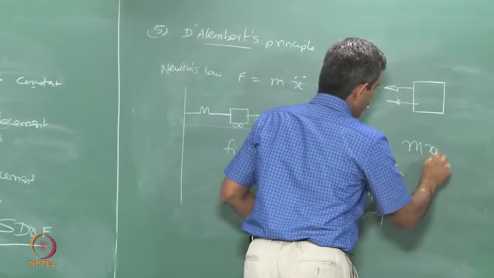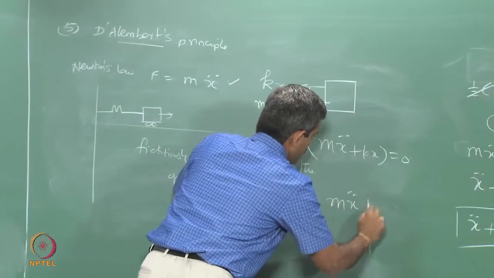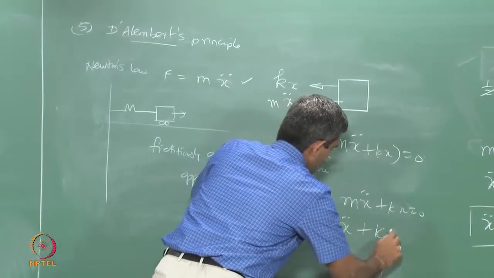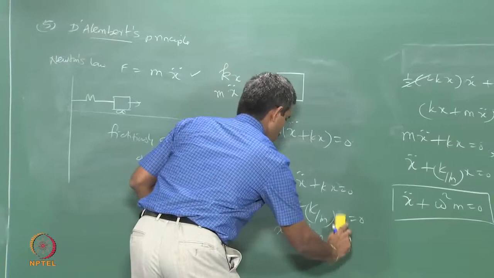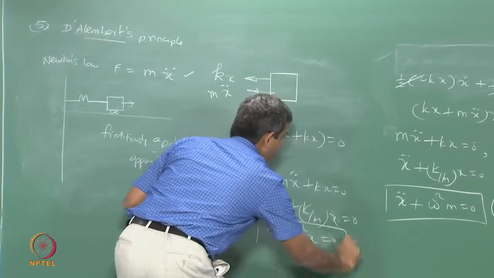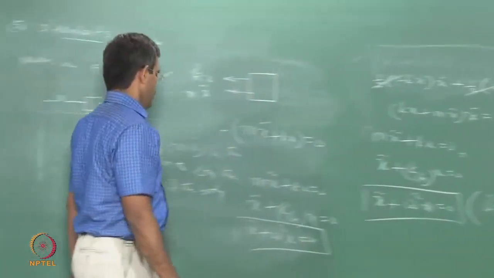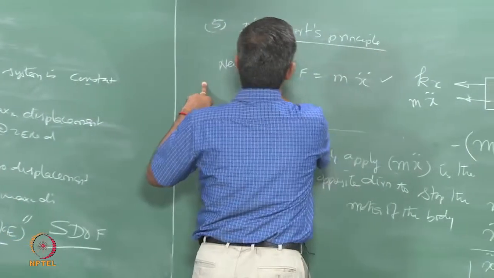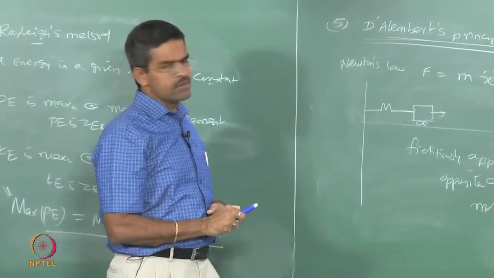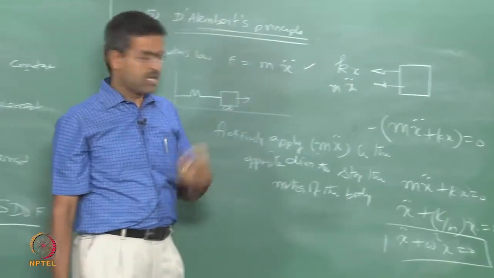Now, I combine them, m x double dot plus kx is 0, x double dot plus k by m of x is 0, or x double dot plus omega square x is 0, which is the same as the one what we already have with us. So, D'Alembert's principle is only a concept, okay. It cannot be applied to complicated systems because it is very difficult to find out what would be the mass contribution on every mode of vibration to bring the body to rest. I can give an example.